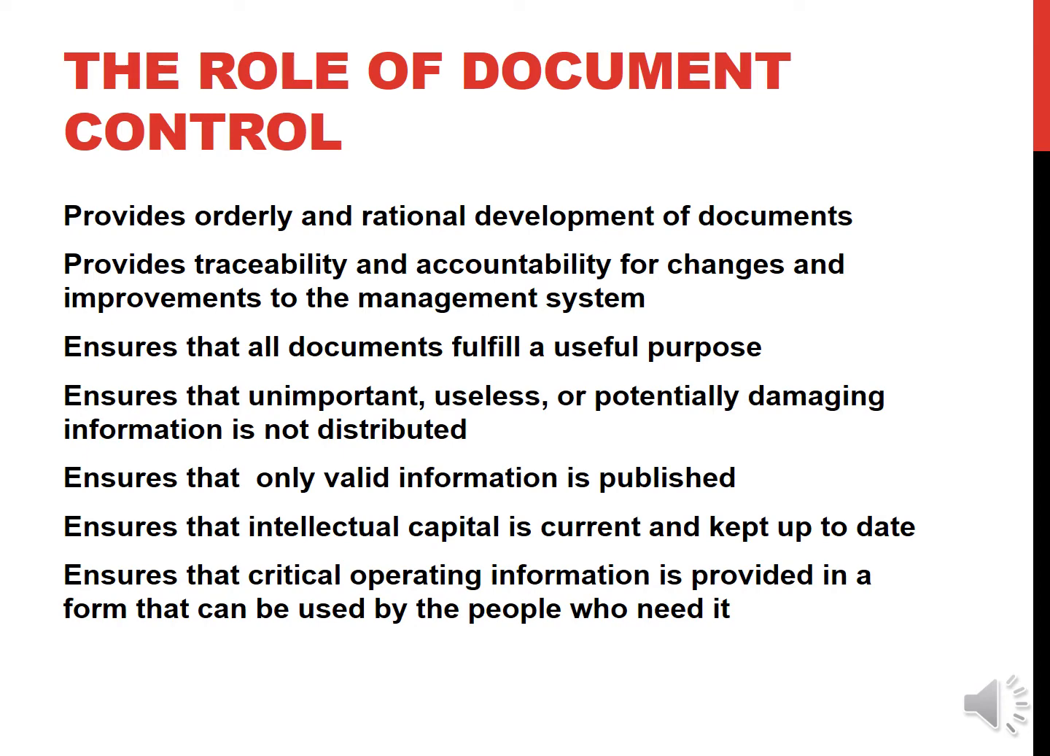And one of the functions of a document control system is distribution, and so it can ensure that critical operating information is provided in a form that can be used by the people who need it. It gets the information out where it can be applied to processes and to systems, and the people who need the information have access to it. And so these are many of the benefits of a document control system. A well-run system can provide these, and also many more.